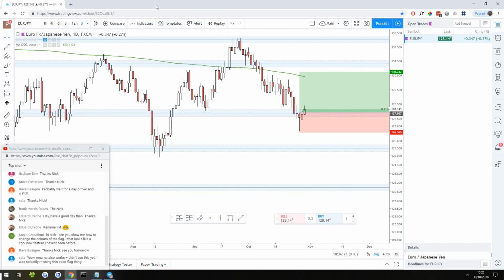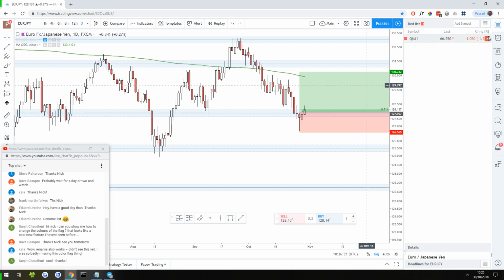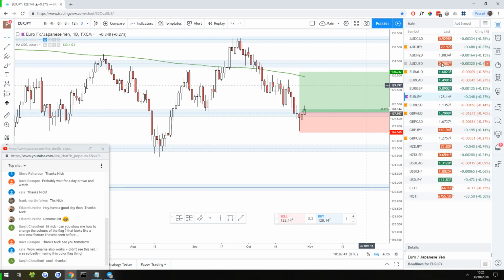Yeah, I was saying the other day in the webinar, I was like, I wish you could recolor these flags. And then a few days later, they add that feature. They're listening to me. Probably come up with some better names, but yeah, I'm pretty excited about this feature.